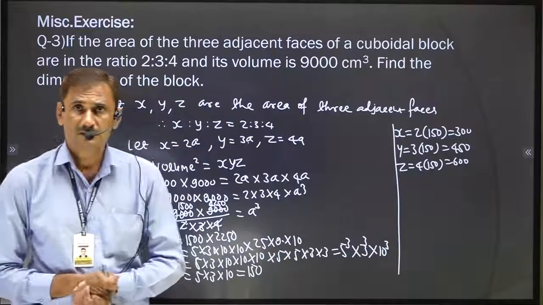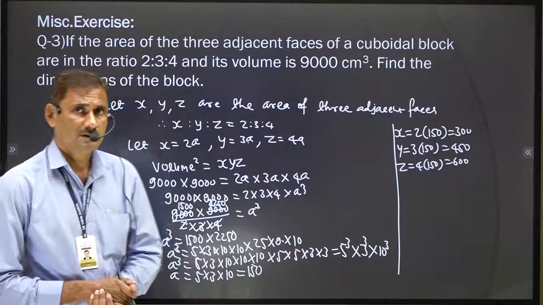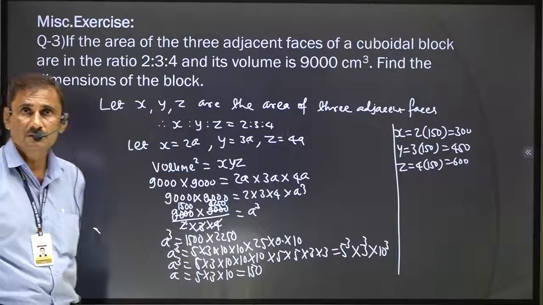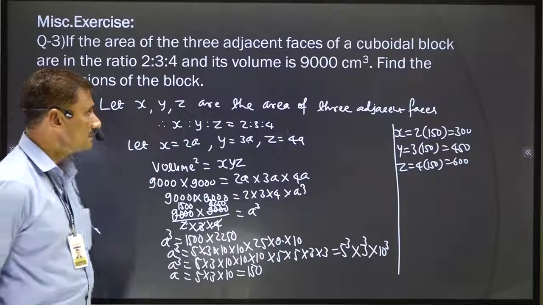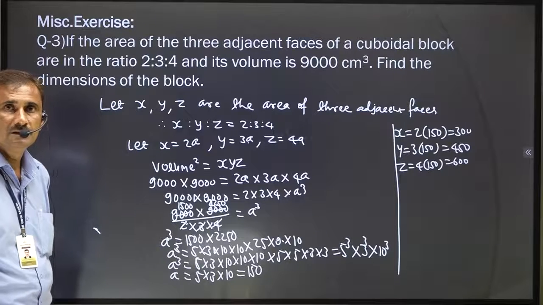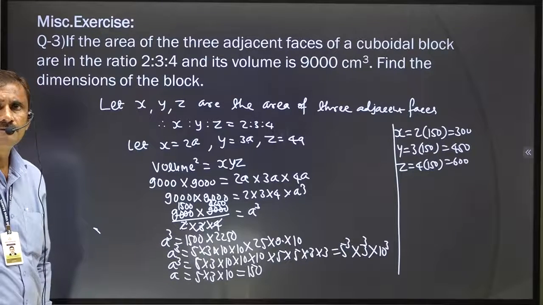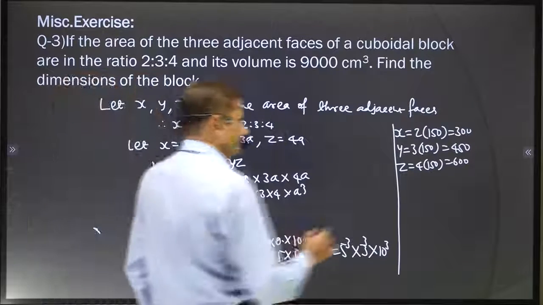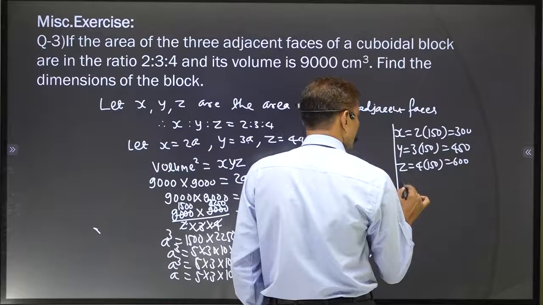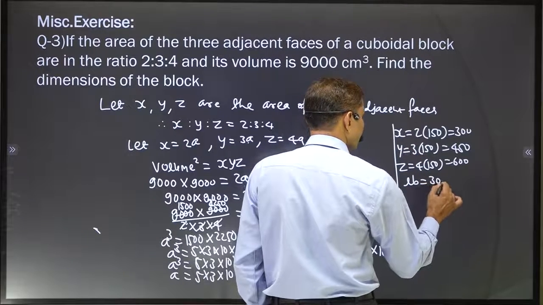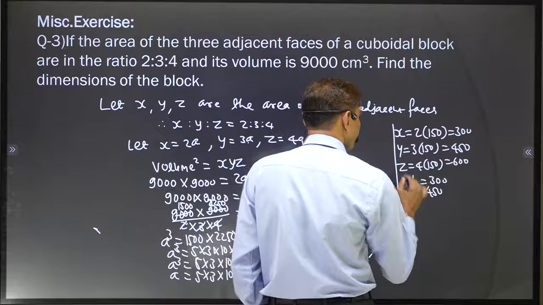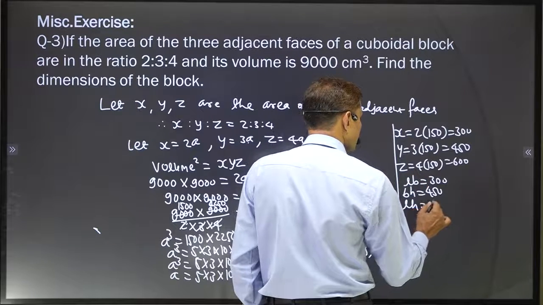But that is not the answer. They want LBH. Understood? Length, breadth, height, the dimensions of the block, not this. So now x may be LB, y may be BH, and z may be LH. So that way you can find it. So x is actually LB, so L into B equal to 300. Suppose this is BH, so B into H equal to 450, and z is LH equal to 600.